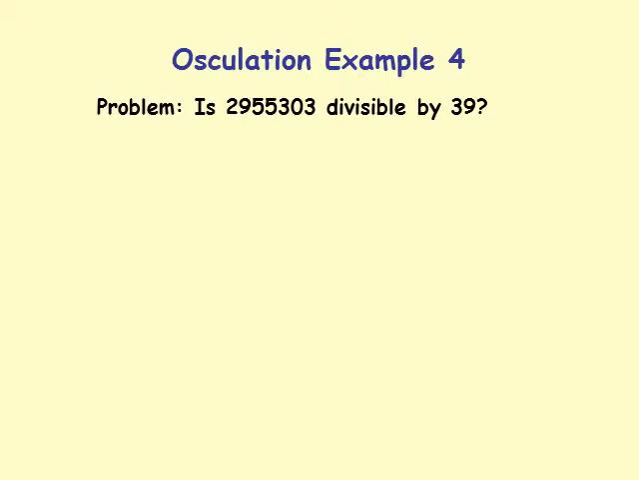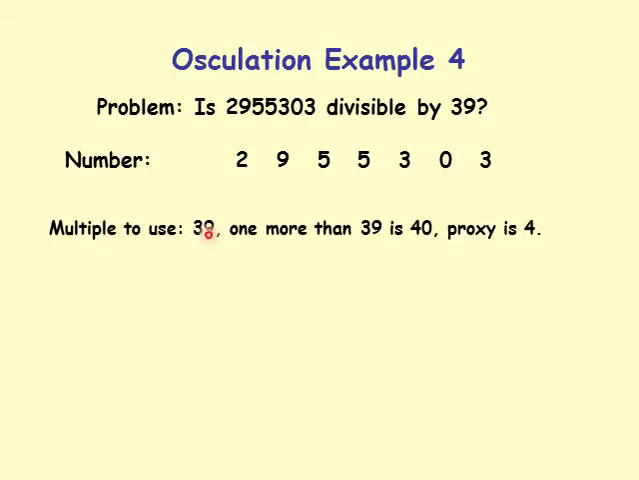Another example here. The problem is: is 2955303 divisible by 39? The number is 2955303. The multiple to use is 39. 39 times 1 is 39, and 39 does end in 9. And 1 more than 39 is 40, and the proxy is 4. We're going to use 4 as a proxy.